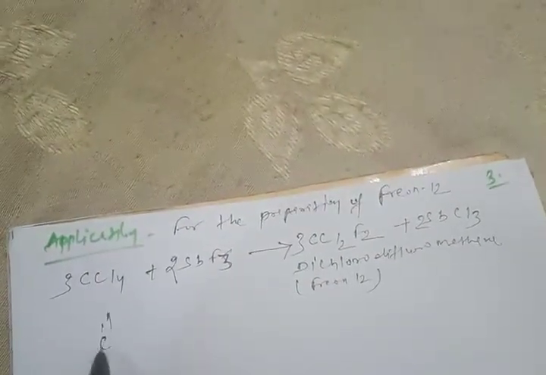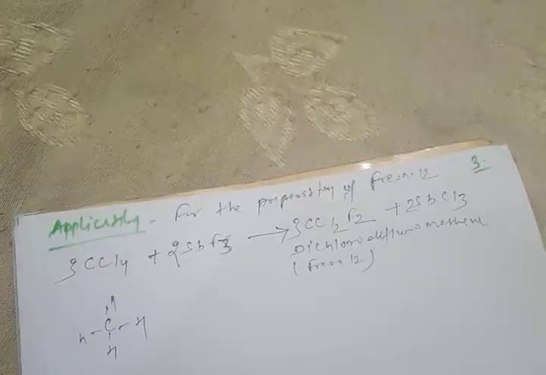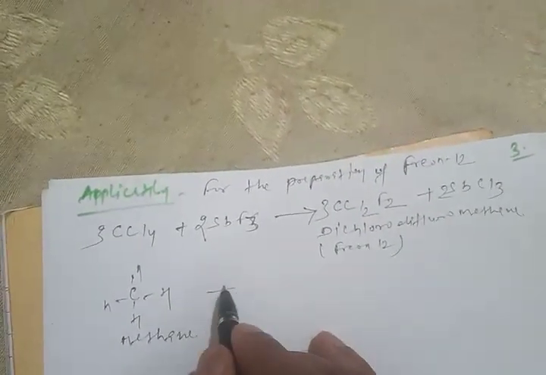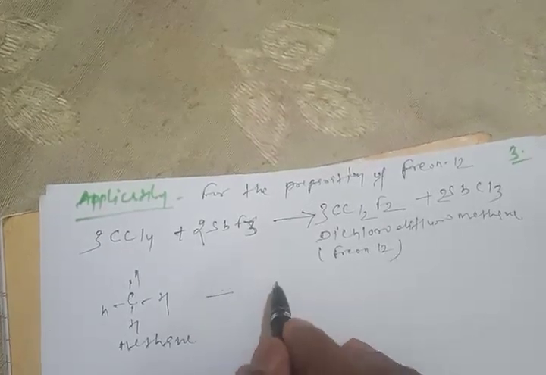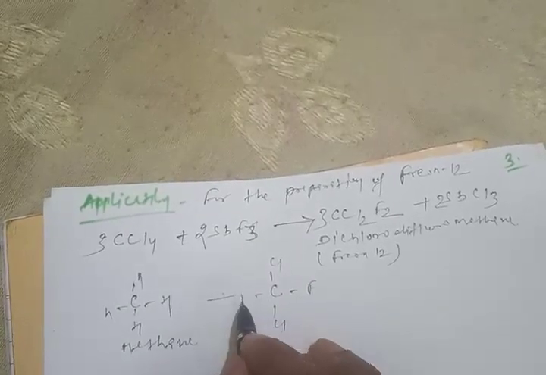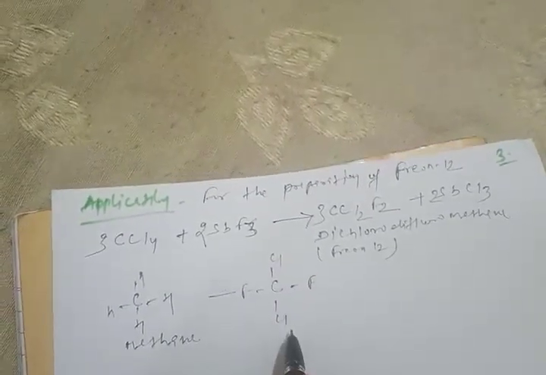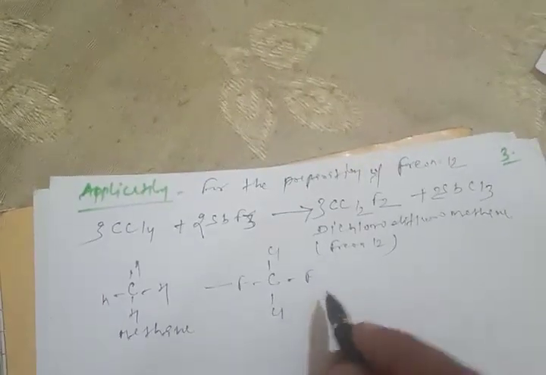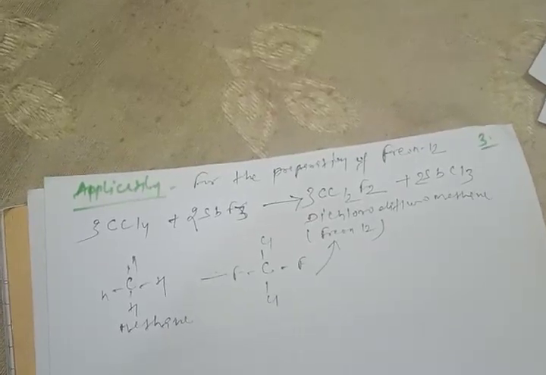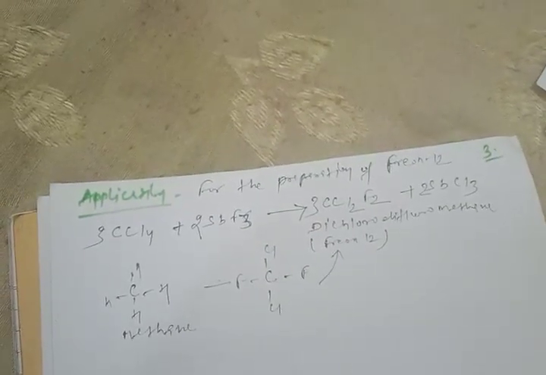We have CH4. So what is this? This is methane, we know that. And if I replace the H with one chlorine, another chlorine, and this is fluorine, and this is fluorine, so this is a derivative of methane now. So this is what? Dichlorodifluoromethane. Okay, it is also a chlorofluorocarbon, CFC.